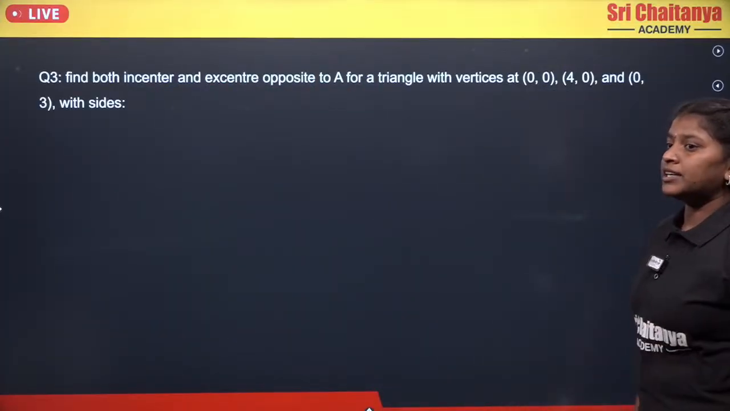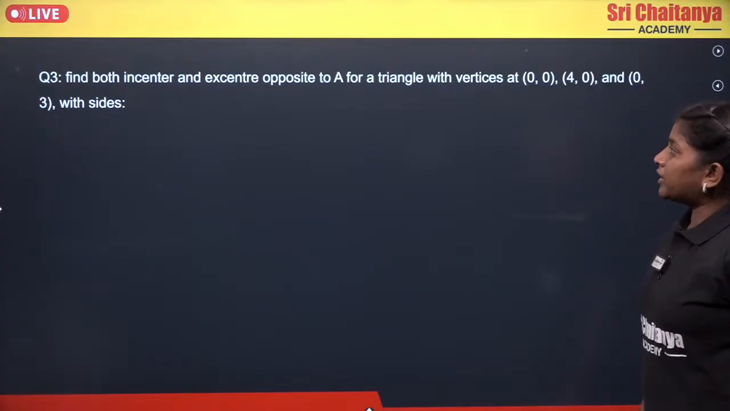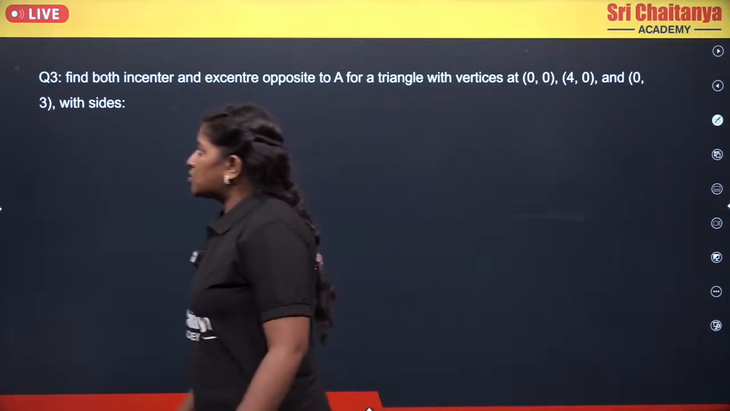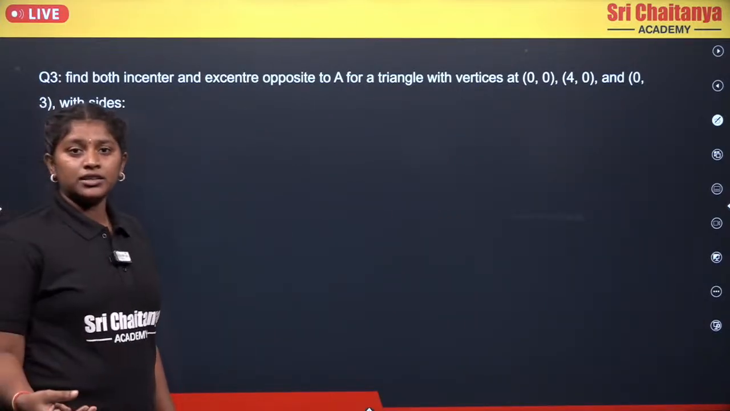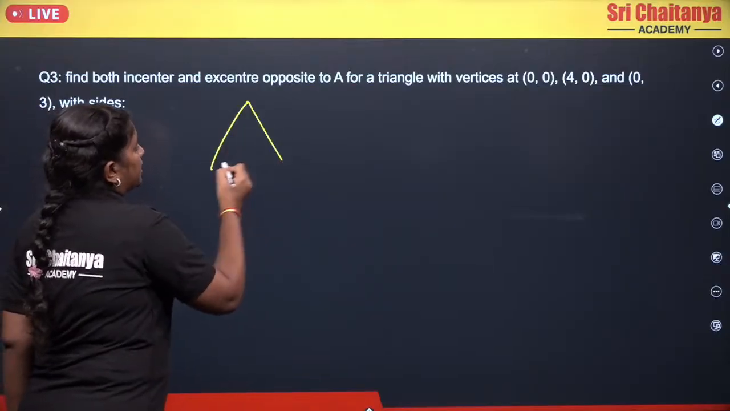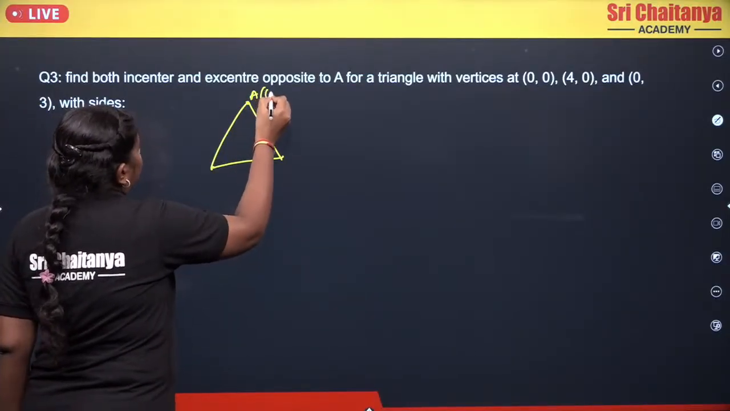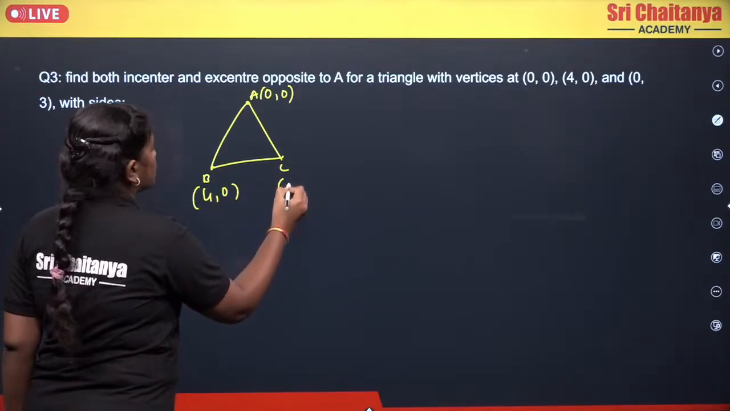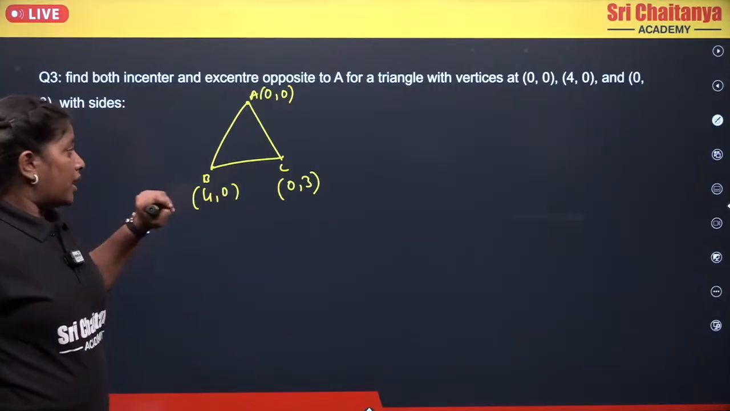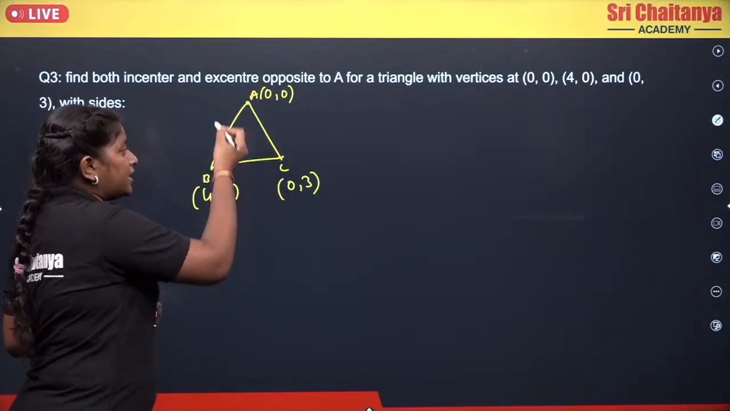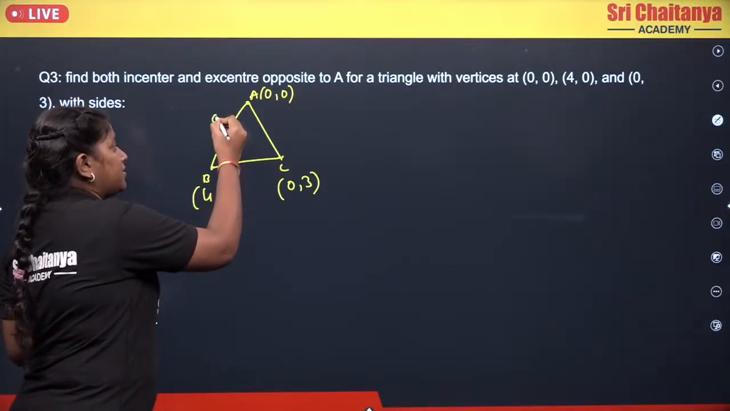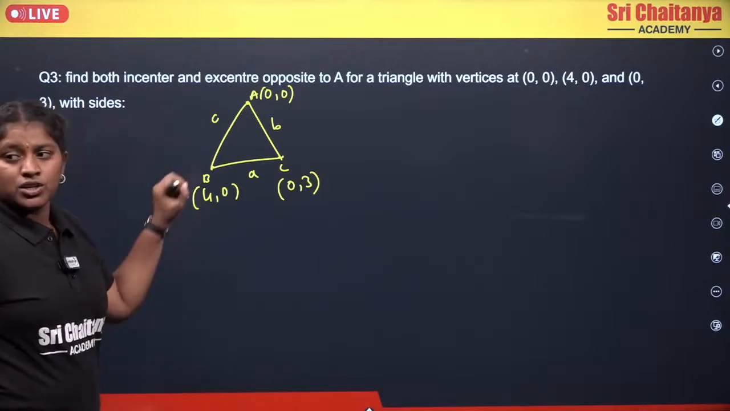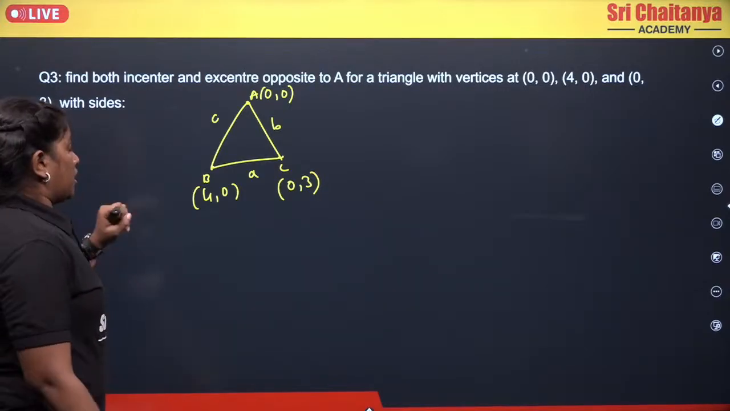Coming to here: find both the incenter and excenter opposite to vertex A for a triangle with the vertices at (0, 0), (4, 0) and (0, 3). They gave the vertices, so how can we find the sides? One of the vertices is your origin, A of (0, 0), B is (4, 0), and C is (0, 3). The side opposite to vertex C will be small c, to vertex A will be small a, and to vertex B will be small b. Like this, we are going to find the side values.